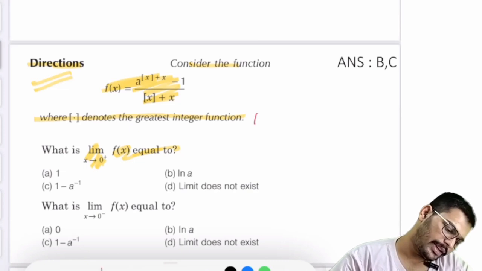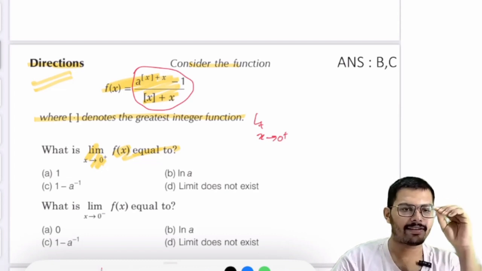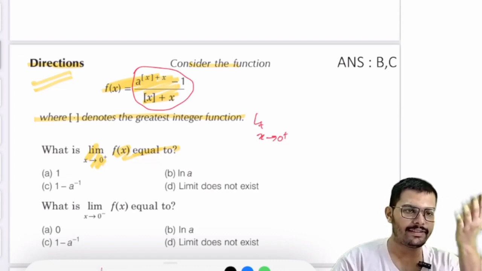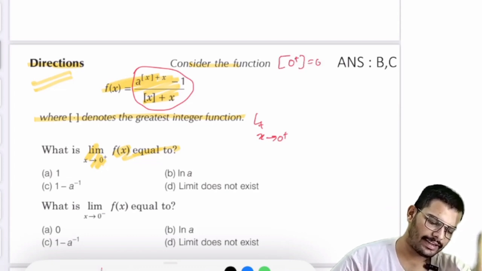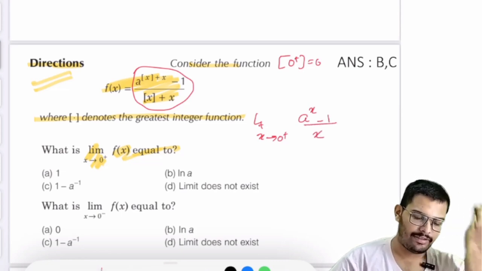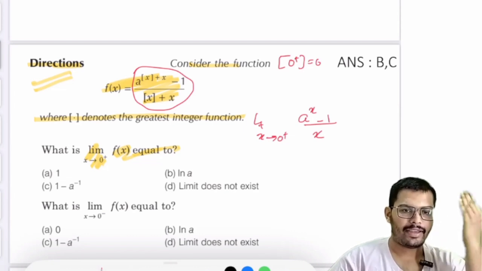First question, limit x tends to 0 plus f of x. f of x is this one. Now, if x value is slightly greater than 0, what is the value of box x? In this situation, box of 0 plus will be 0. Therefore, you can directly write it as a raised to x minus 1 divided by x, because box x will be 0. Now, limit x tends to 0, a raised to x minus 1 divided by x.